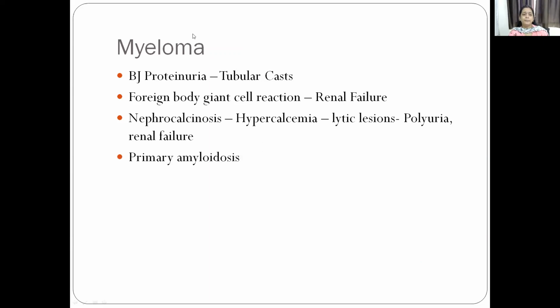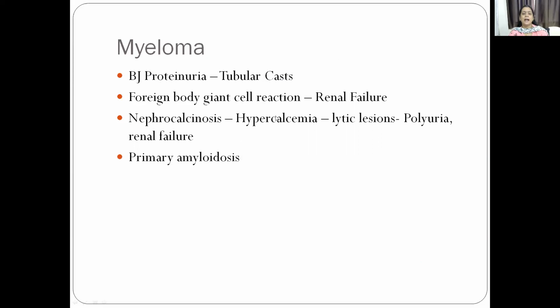So myeloma. In myeloma, the disease is caused by these things. That is Bence Jones proteinuria. You know that the protein chains get accumulated, they form tubular casts, then obliterate the tubules, thereby increasing the luminal pressure, with backflow into the interstitium, and then there can be a foreign body giant cell reaction that can cause renal failure.